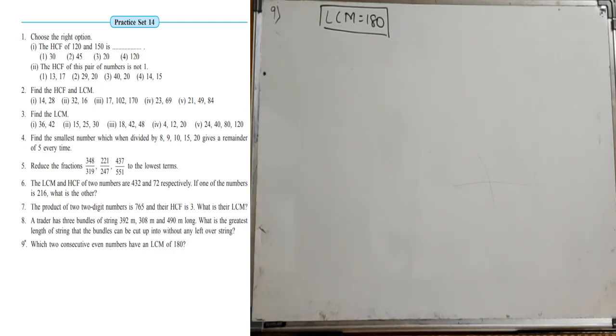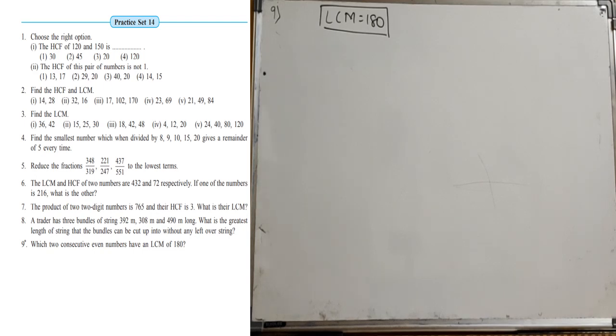Consecutive even numbers means what? Numbers which come one after the other. Like consecutive numbers are which just come one after the other, like 1 2 3 4 5 6. These are called consecutive numbers. So what will be consecutive even numbers? Consecutive even numbers will be 2 4 6 8 10 and so on. These are called consecutive even numbers. So we have to find a pair of consecutive even numbers whose LCM is 180.